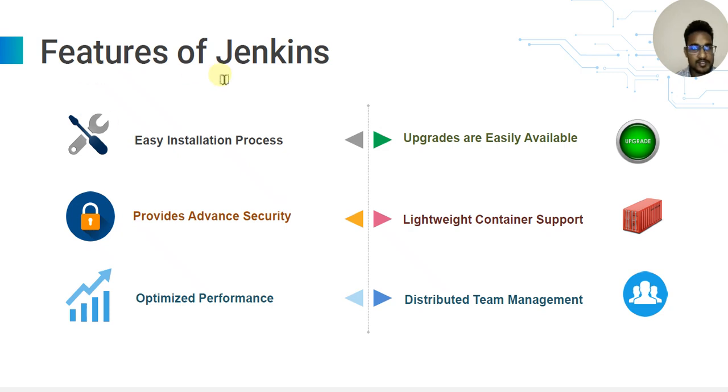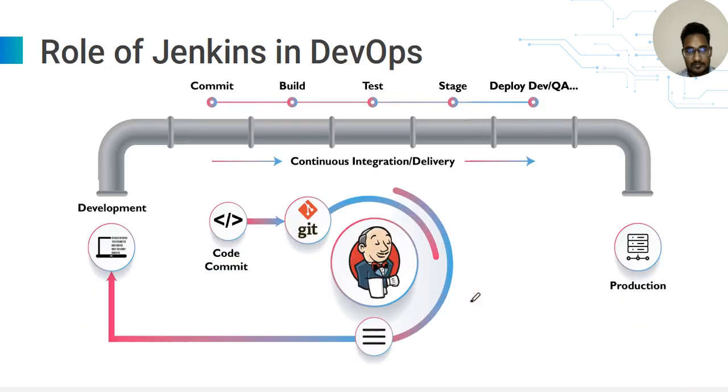Next topic is features of Jenkins. Feature of Jenkins is an easy installation process. Upgrades are easily available. Easily हम upgrade कर सकते हैं. Provides advanced security, lightweight container support. Optimized performance. Distributed team management.